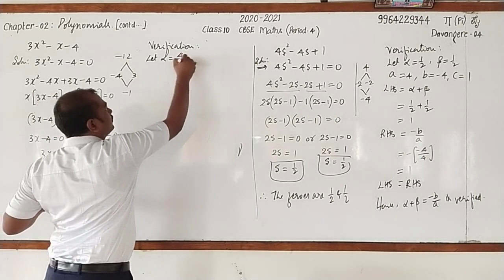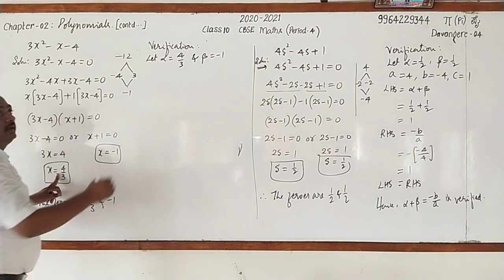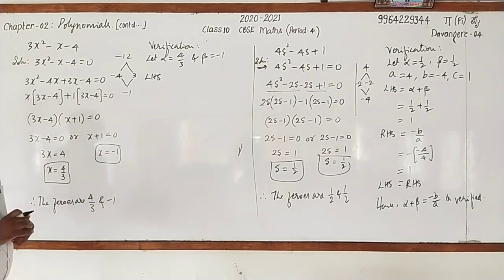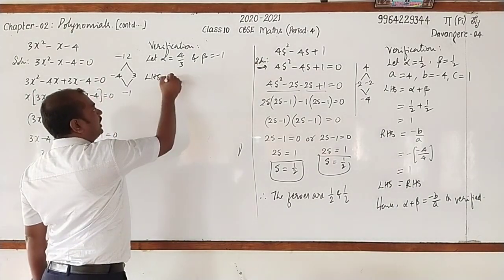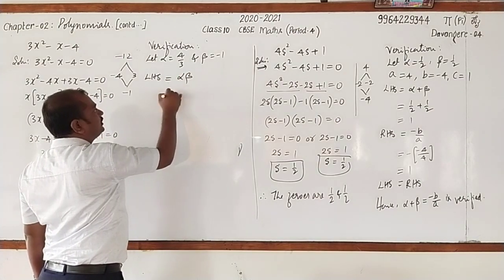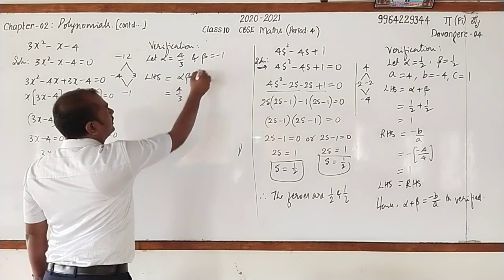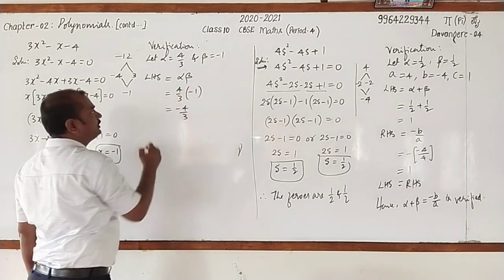Let alpha equal to 4 by 3 and beta equal to minus 1. Then I'll go for verifying either alpha plus beta equal to minus b by a or alpha into beta equal to c by a. I'll take this time alpha into beta. What is alpha? 4 by 3. Beta, it is minus 1. It is equal to minus 4 by 3.